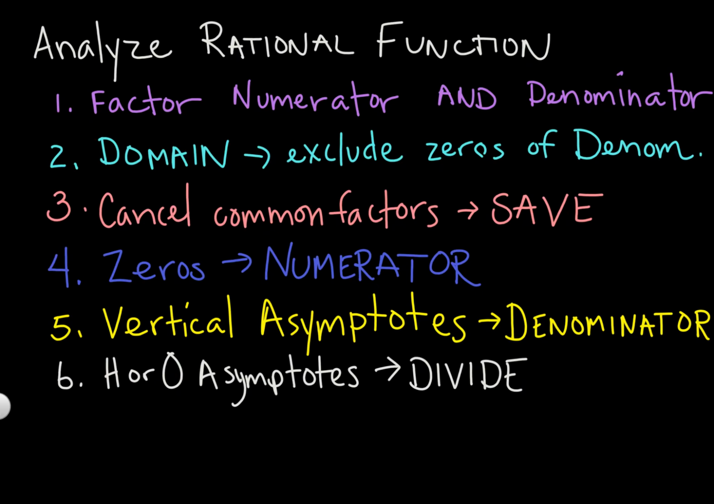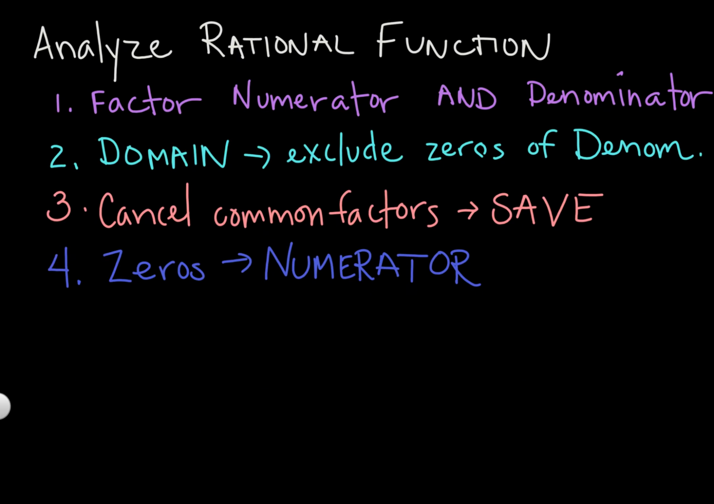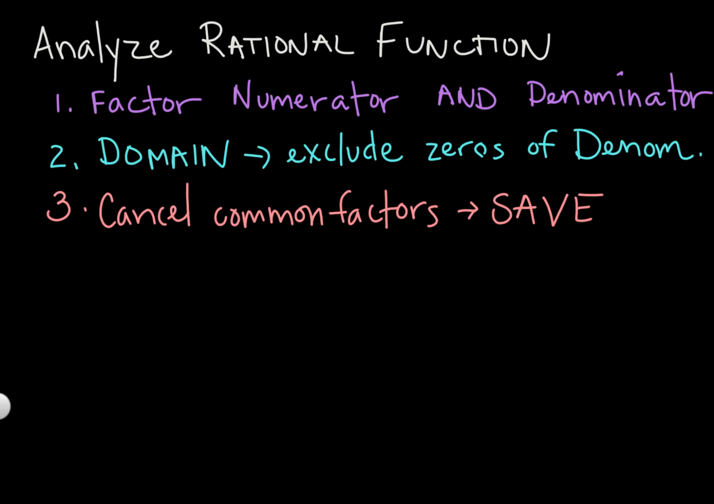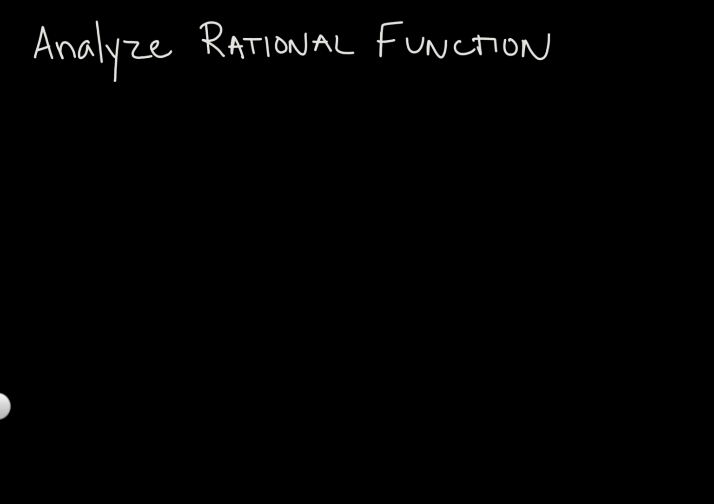Then we will analyze horizontal or oblique asymptotes. We do that by dividing the function. And then the last step will be to find any holes that we might have. So we're going to go through the process given a function.